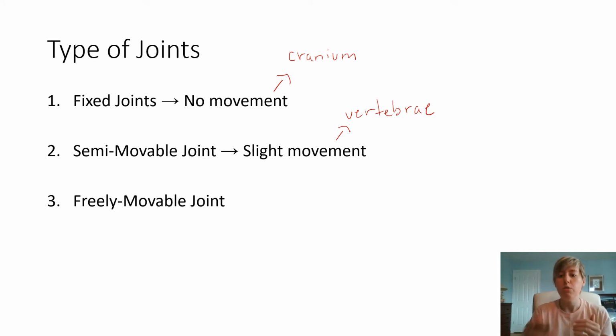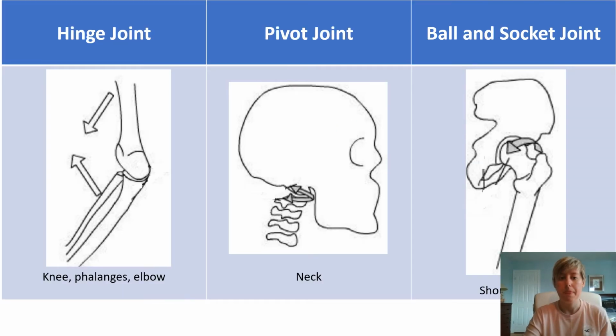Now, your freely movable joints can then be subdivided into different joints, and in our class we really talk about 3. The 3 that we talk about are our hinge joint, which allows movement on one axis, like your knee, your phalanges, your elbow, or also your wrist. An example of a hinge joint, I'm moving on one axis. A pivot joint allows for circular movement.